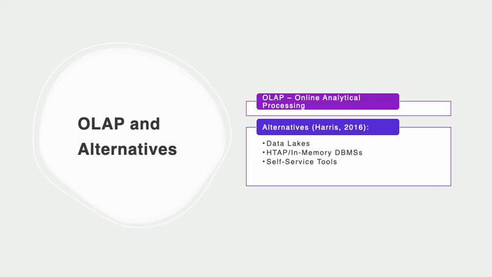This is most often associated with a star schema in databases as depicted in the first slide. However, there are alternatives, according to Harris, that an organization should take into account. The first being data lakes, the second, HTAP, and the third, self-service tools that act as OLAP analysis.